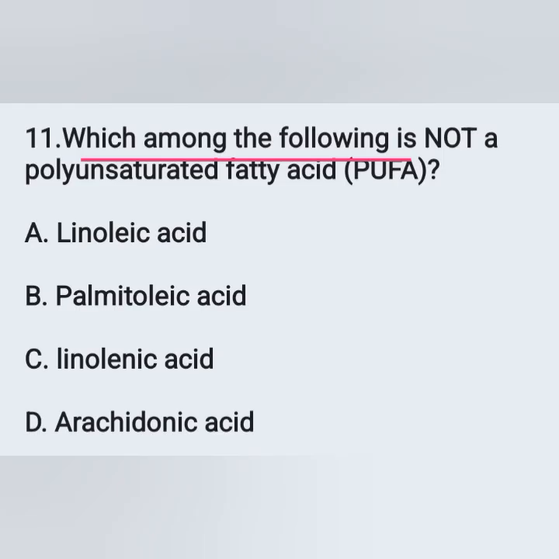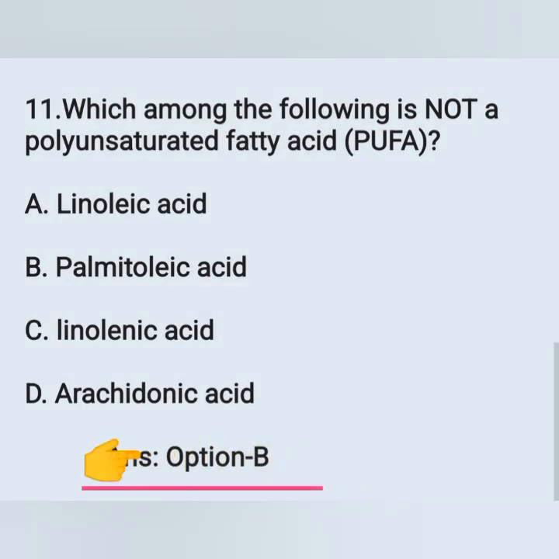Which among the following is not a polyunsaturated fatty acid? Options. Option A linoleic acid, option B palmitoleic acid, option C linolenic acid, option D arachidonic acid. Which is not a polyunsaturated fatty acid? That is the question. So the correct answer is option B palmitoleic acid. Move on to the next question.